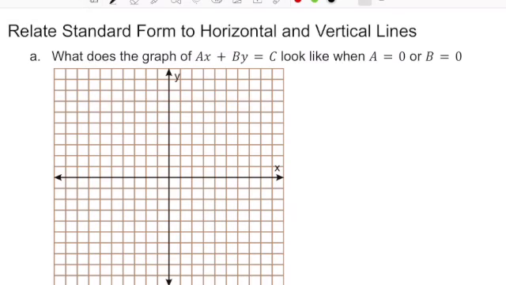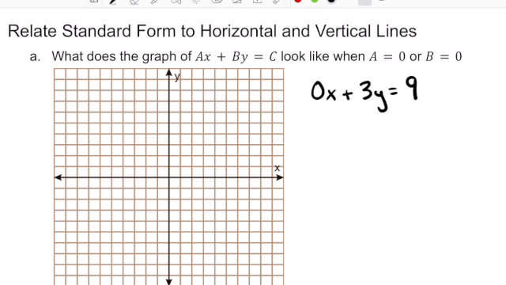For this example, we will relate standard form to horizontal and vertical lines. What does the graph of ax plus by equals c look like when a equals 0 or b equals 0? Okay, for example, you might have 0x plus 3y equals 9.